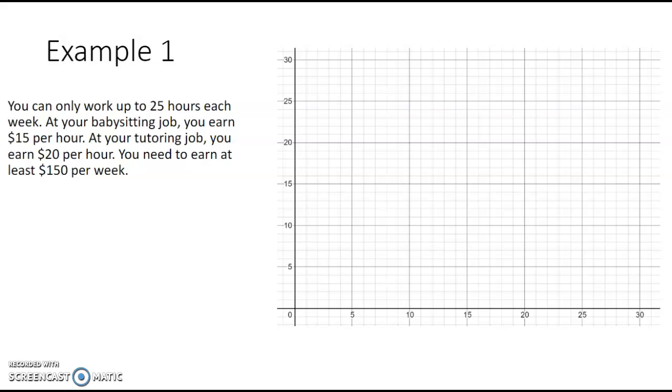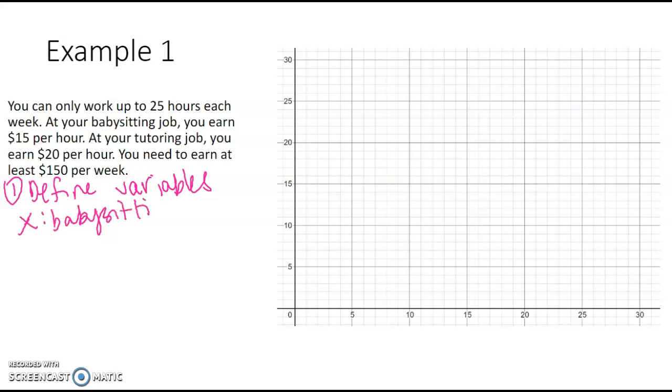So the first thing that we always want to do is define our variables. So when we think about our variables, we have two things that we're considering here. We're considering our babysitting job and our tutoring job. So let's say that x is going to be our babysitting job, and let's make y our tutoring job.